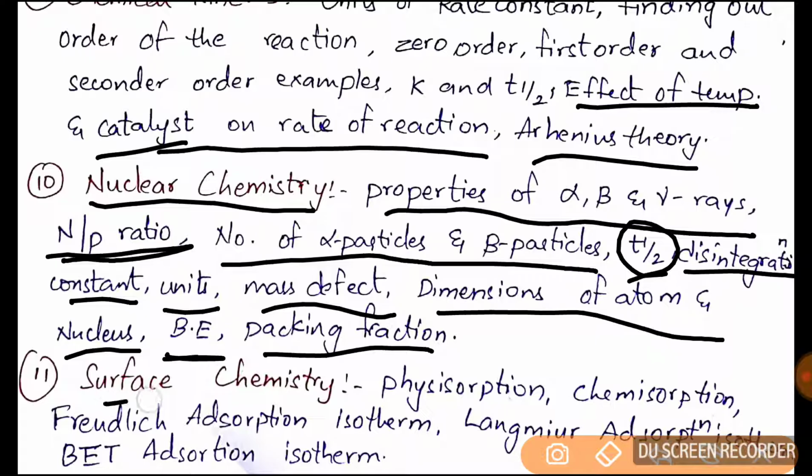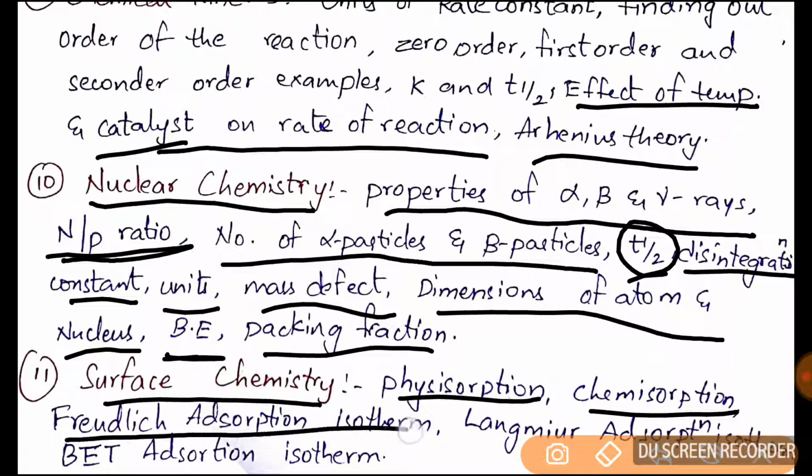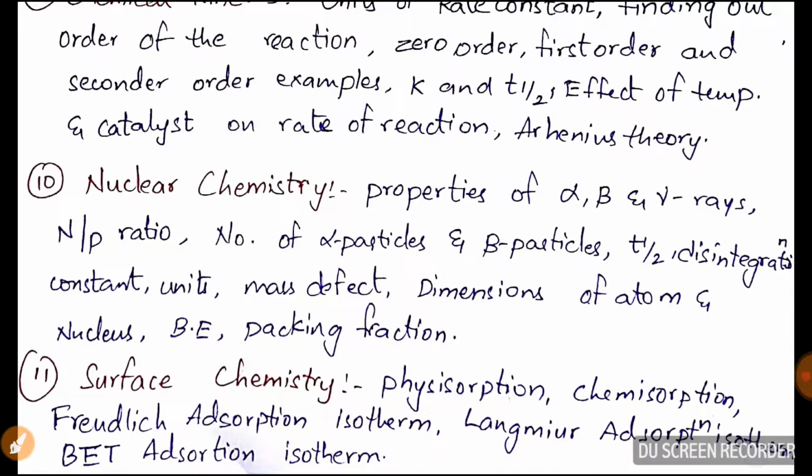And then comes surface chemistry. In surface chemistry: physisorption, chemisorption, Freundlich adsorption isotherm, Langmuir adsorption isotherm, and also the BET adsorption isotherm. I hope you could see this. Yep. So Langmuir adsorption isotherm and BET adsorption isotherm. So these are the important areas from physical chemistry, guys.